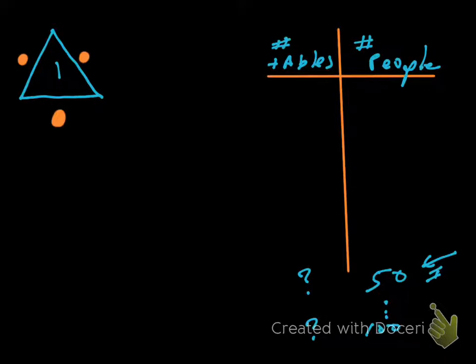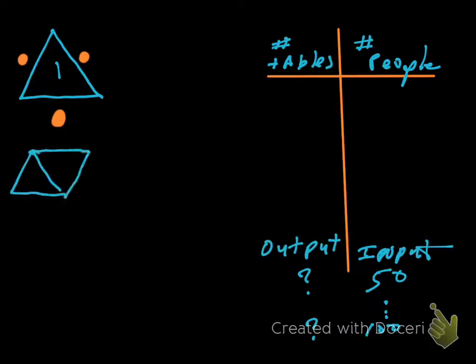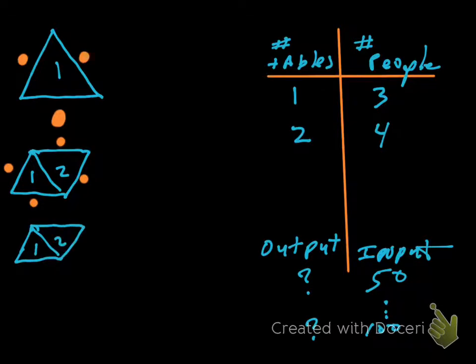Ultimately, what we want is to be able to say that whether we enter 50 people for your input or 100 people, we want to be able to determine what the output is going to be. So we're going to be introducing some of this vocabulary to you as well.